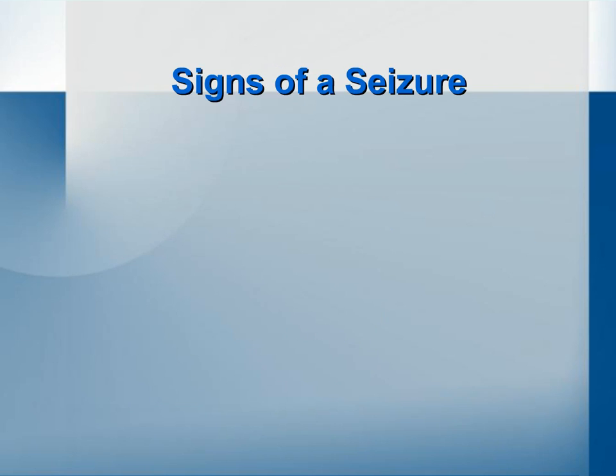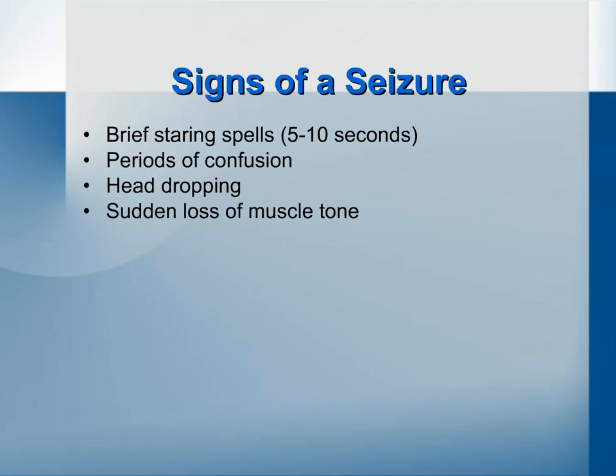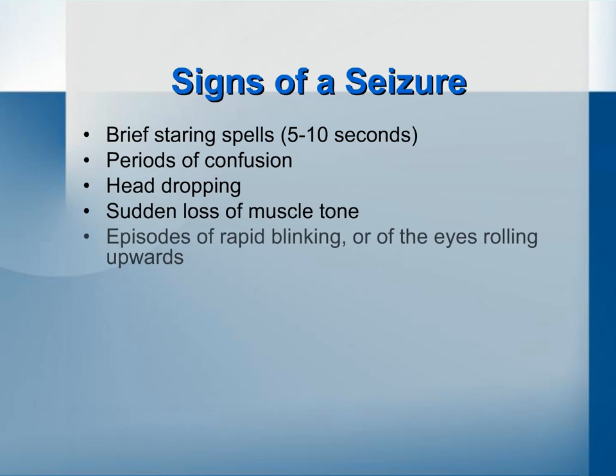Let's review the signs of a seizure. You may want to grab a pen and write these down so you can review them, and hit the pause button if you need more time. Here are the signs of a seizure. Brief staring spells, 5 to 10 seconds. Periods of confusion. Head dropping. Sudden loss of muscle tone. Episodes of rapid blinking or eyes rolling upward.